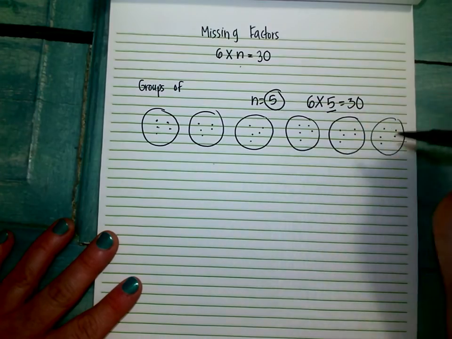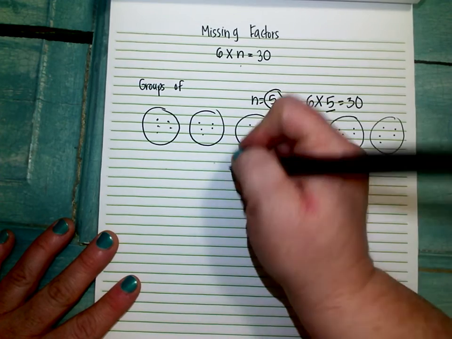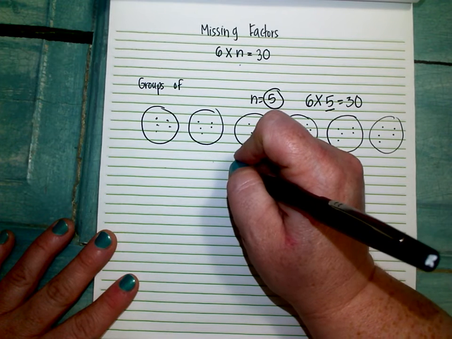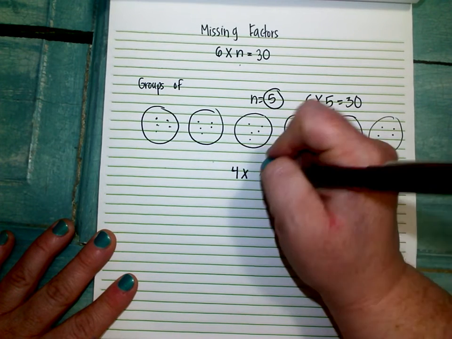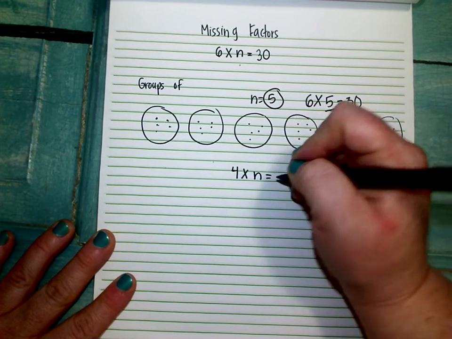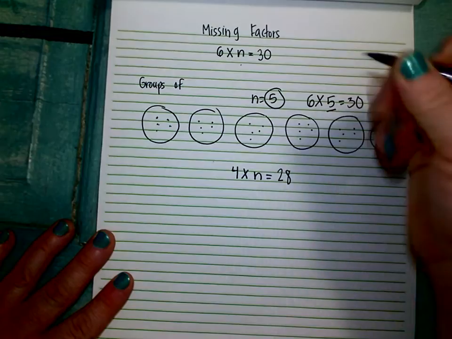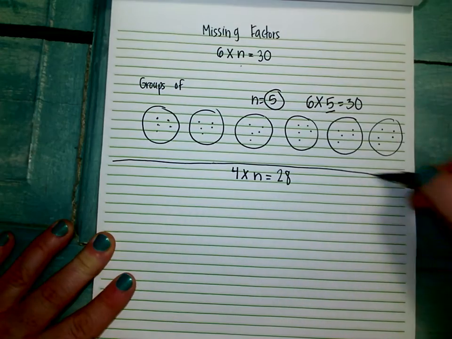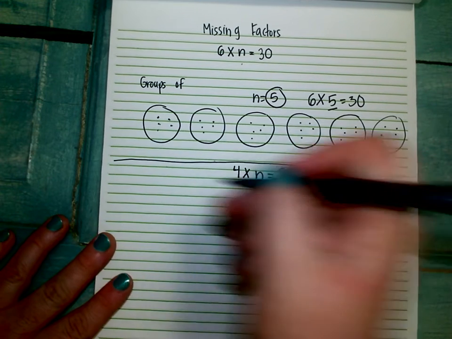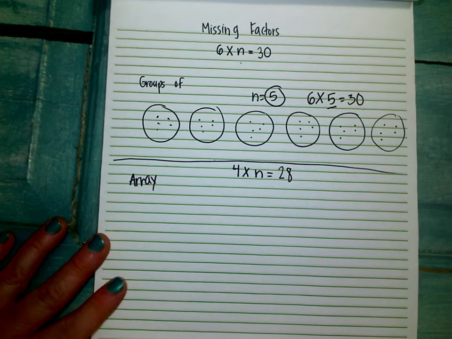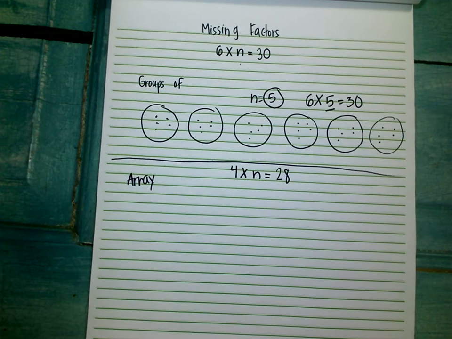All right. My next way that I can find a missing factor, so let's try that. Say that I'm trying to find 4 times N equals 28. Now, maybe off the top of your head, you already know that answer, but I am going to show us how we use, guess what? An array to find out what N is, or to show that you were right if you already knew.